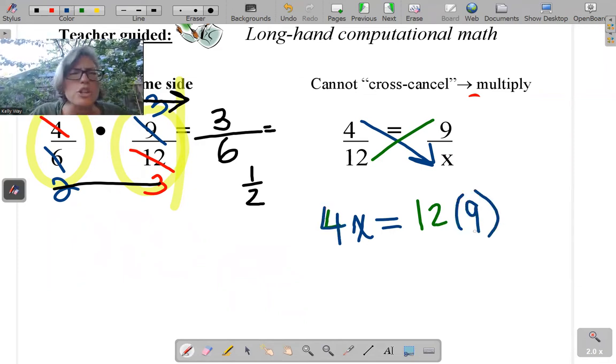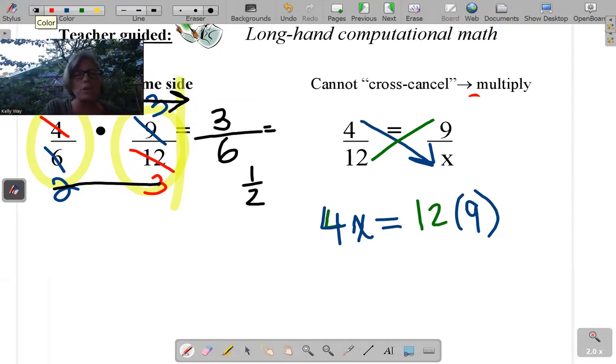And you're like, why didn't you do 12 times 9, Miss Way? Because the key to multiplying is not multiplying, but factoring. The key to multiplying is not multiplying, but factoring. Why multiply 12 times 9 when you have to factor it out anyways?